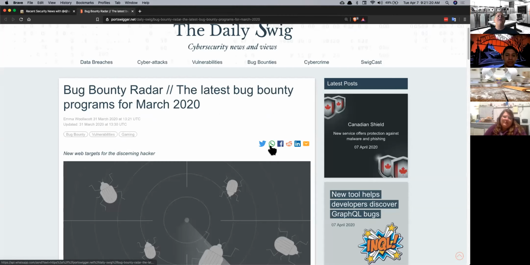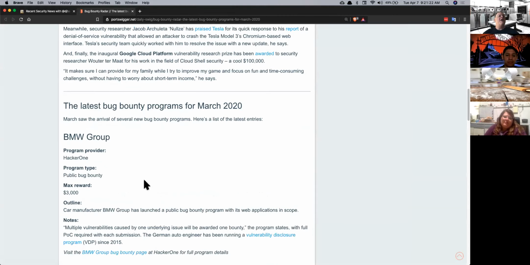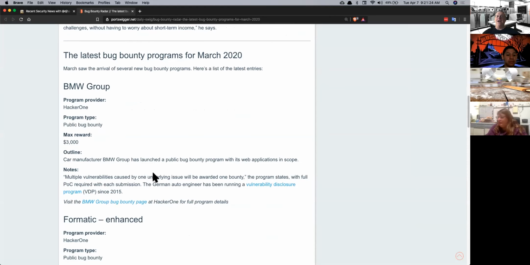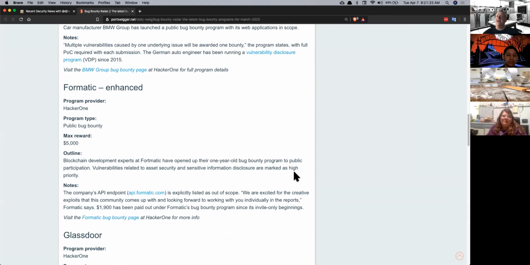And here are the new ones, the latest bug bounty programs. BMW has a bug bounty program, which sounds like good, clean fun, although it's for their web applications, not the cars. And it's through HackerOne. And the next three are all cryptocurrency companies.